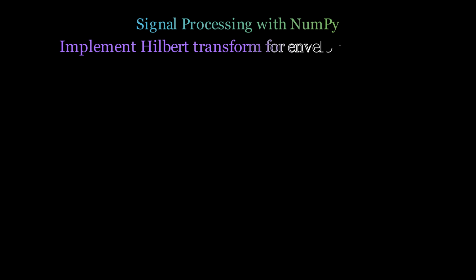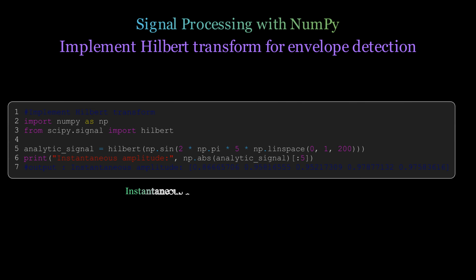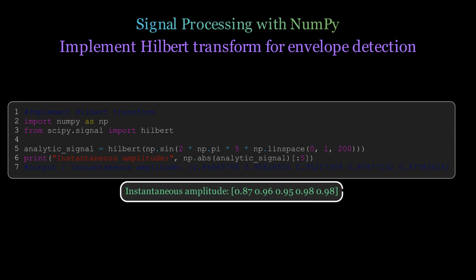The Hilbert transform creates an analytic signal whose magnitude gives the instantaneous amplitude. For our sine wave, this correctly returns values near 1.0, plus some numerical artifacts at the edges.